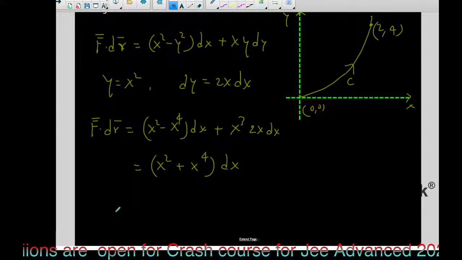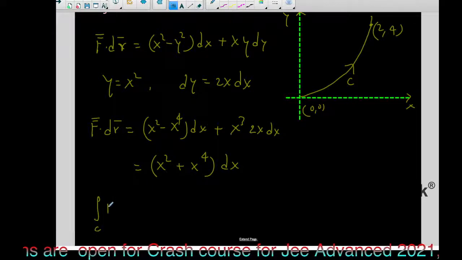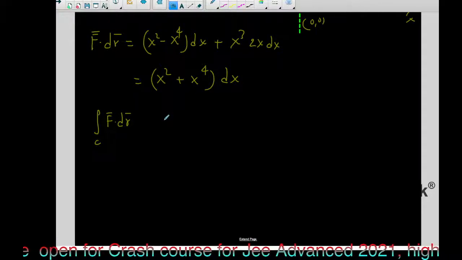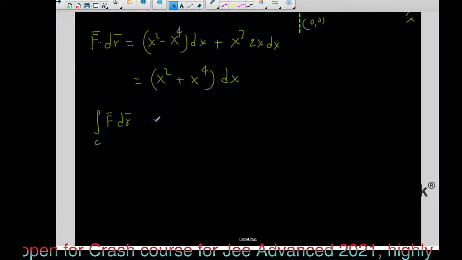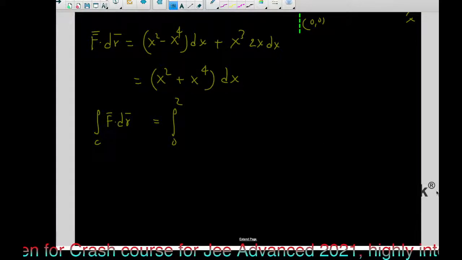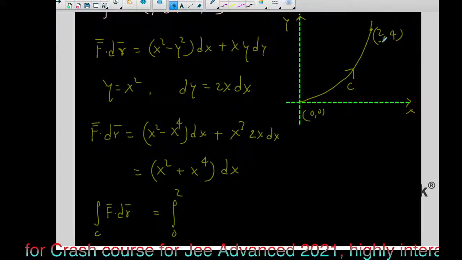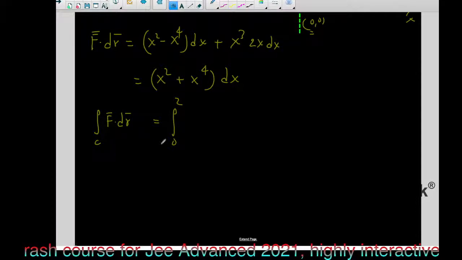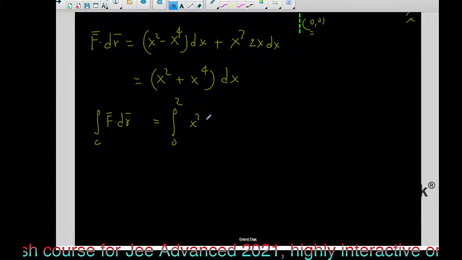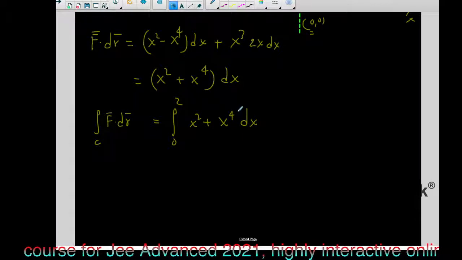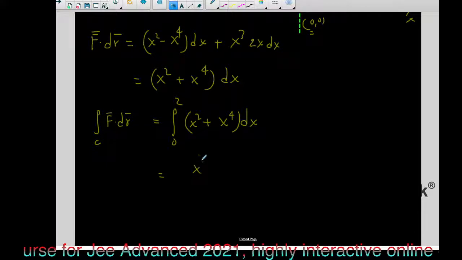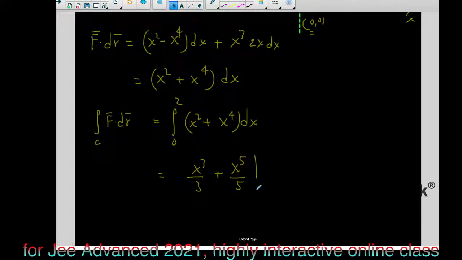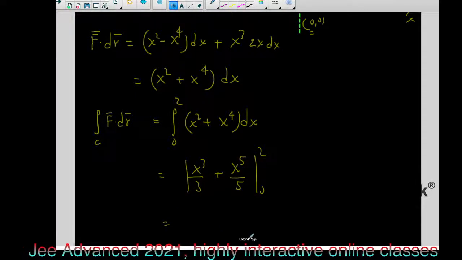Yes, sir. So the line integral over C of F dot dr means you have to go for the integral from 0 to 2, because we are considering the x variable. So we have to mind the x coordinate. So from 0 to 2 of x square plus x to the power 4 dx. Now it's pretty easy: x cubed by 3, and then x to the power 5 by 5, from 0 to 2. It's pretty easy, isn't it?